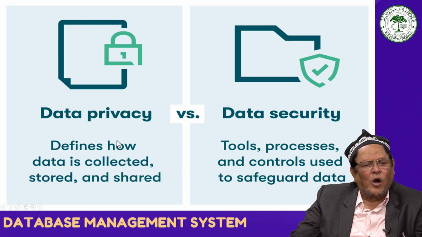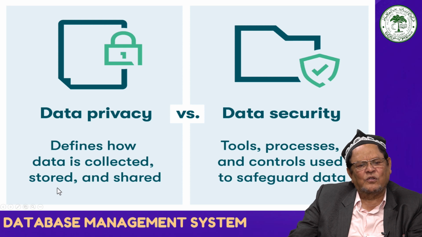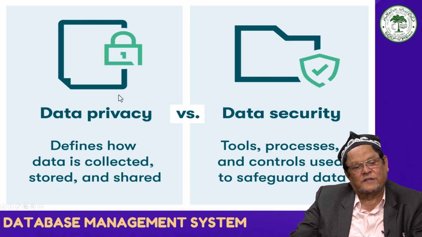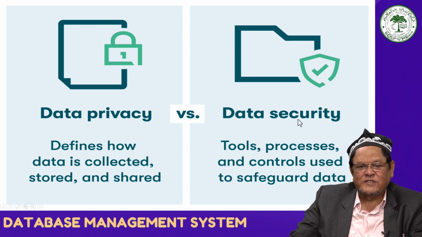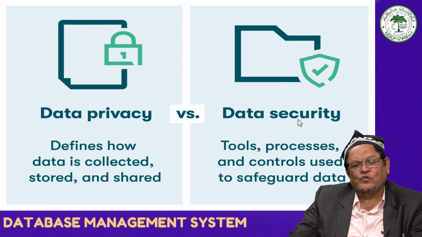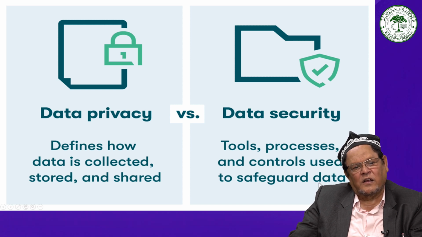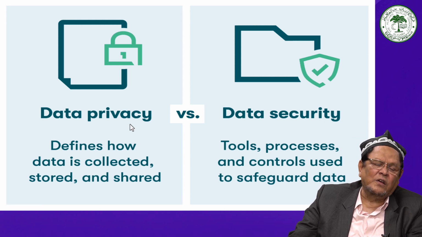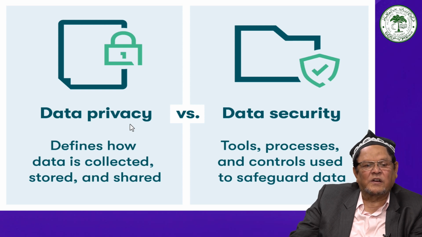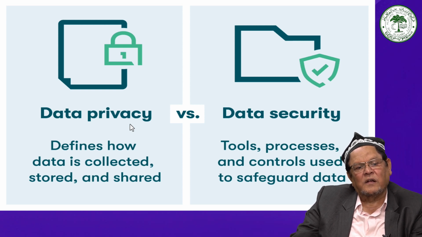Privacy means defining how data is collected, how data is stored and shared by different people. And data security means you have to provide the different tools, and then processes and controls used to safeguard the data. You have to safeguard data, and decide how you will use the data, how you will collect the data, how you will store it, and how to share data among the customers, among the authorized persons.